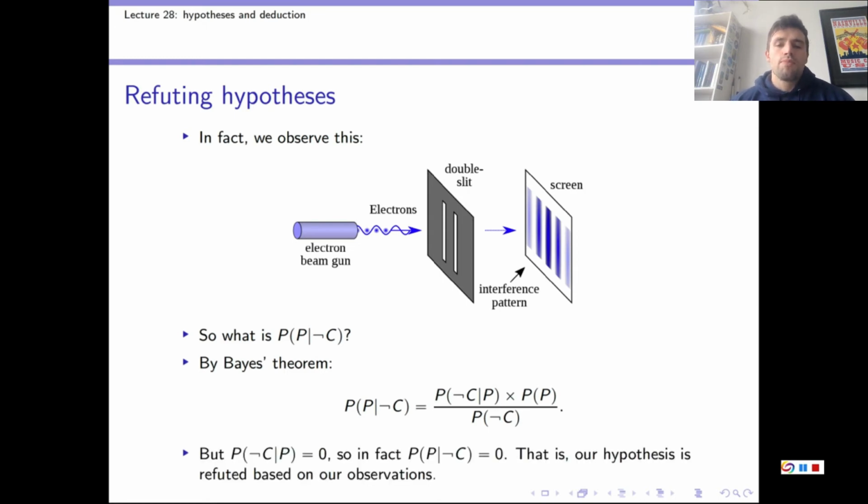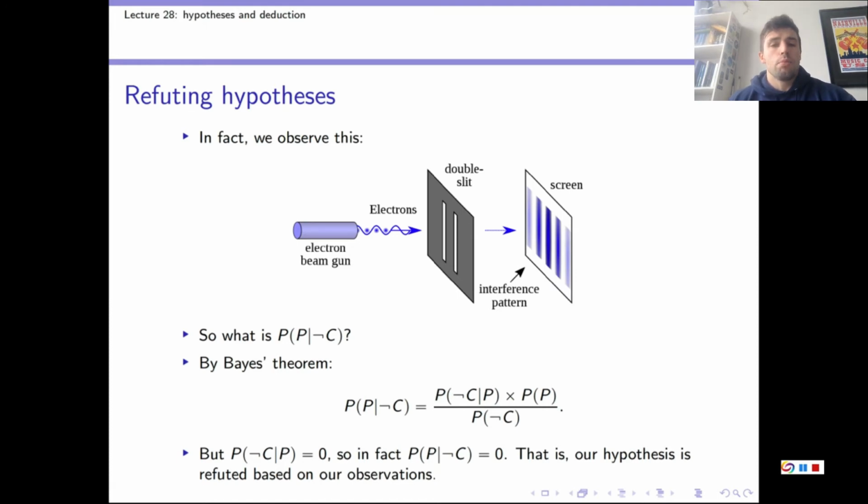And we said before that P of not C given P is 0, because we deduced C from P. So the right-hand side of that expression there is 0. Then the left-hand side, P of P given not C, is also 0. Or our degree of belief in our hypothesis on the basis of what we observed is 0. And in this way, the hypothesis P that light behaves only like a particle is refuted or falsified on the basis of our evidence, what we observed on the screen. So this is how Bayes' theorem tells us how hypotheses are falsified on the basis of a certain observation.